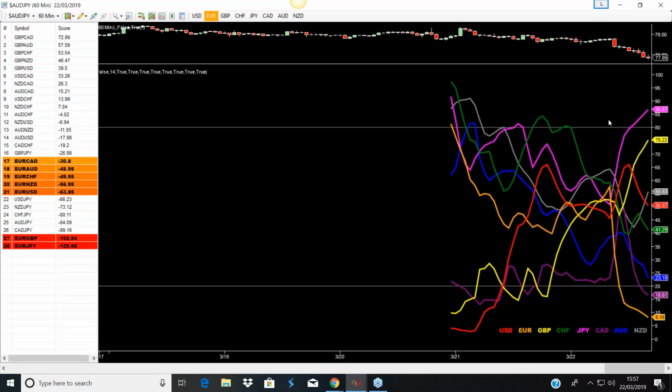I've also got the yen on the hourly chart here. This is the euro yen that we were looking at. You can see here it's very overbought, but it's still rising. You can see how far the overbought state can reach. This is the green line, the Swiss franc. So that still has some potential to push higher.